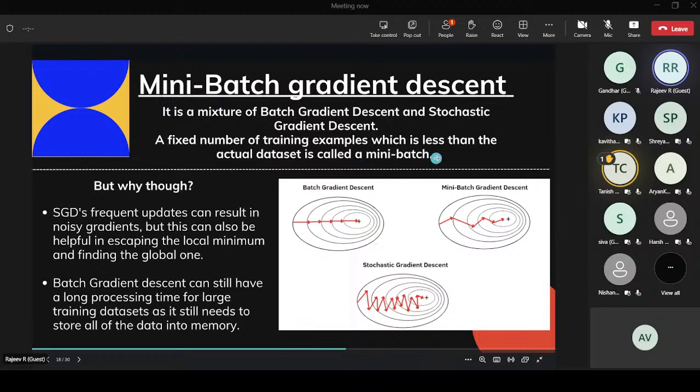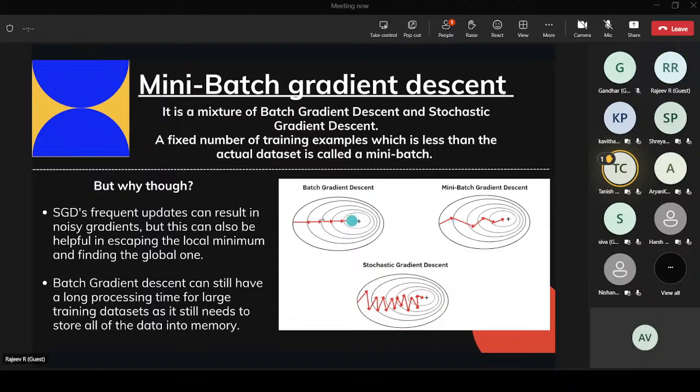But the question arises, why do we do this? Why do we want to mix both of them when each of them is good in its own way? Because you end up having the good qualities of both. So what are these good qualities? Batch gradient descent may have a longer processing time. We don't really want to look at the entire data set and store the loss value for every sample.